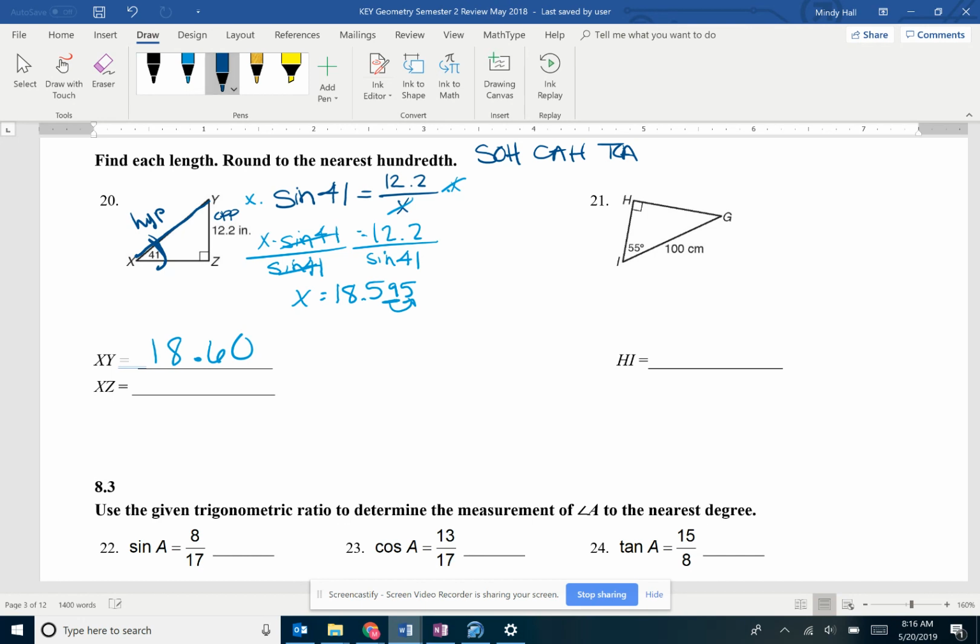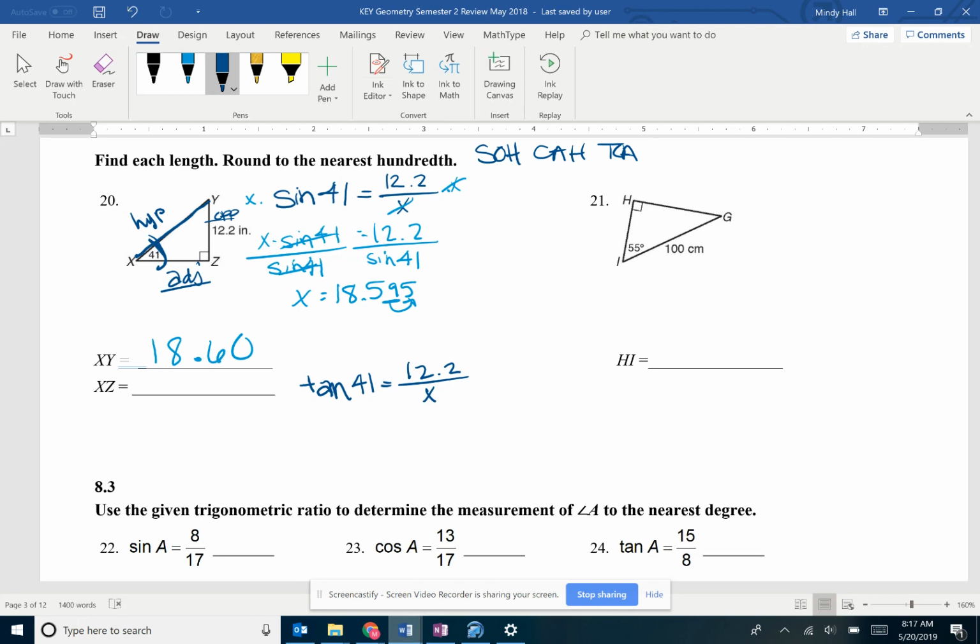Then for XZ, we would have XZ is our adjacent. Because we have opposite and adjacent, that would be tangent. So tangent of 41, again, we know that degree measure is opposite over adjacent. Notice it looks exactly the same setup. The steps are exactly the same.